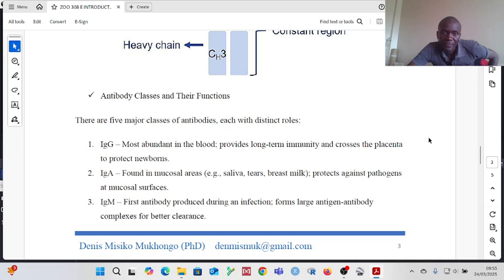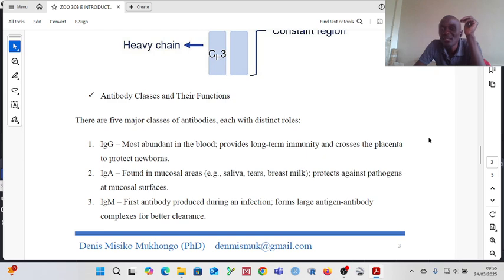Okay. So what about the types of antibodies, and what role does each of these different types play? We have one that we call immunoglobulin G. It is the most abundant in blood. Immunoglobulin G helps to provide long-term immunity, and it crosses the placenta to protect newborns. So if it is crossing the placenta, then that is passive immunity.